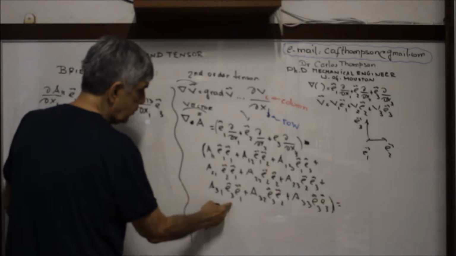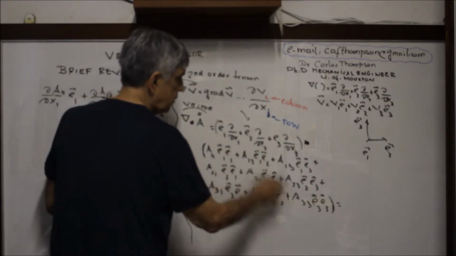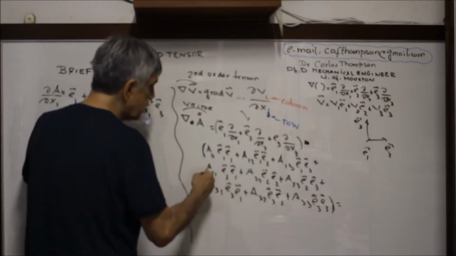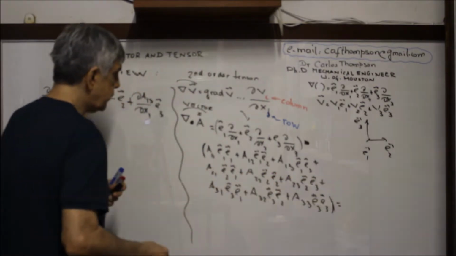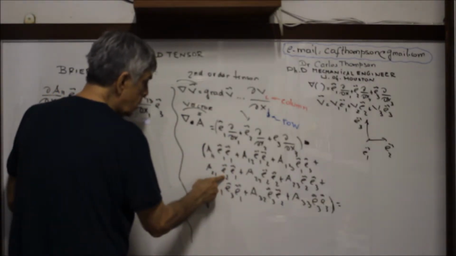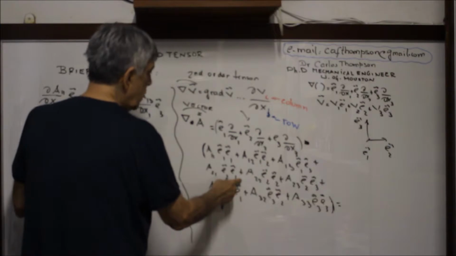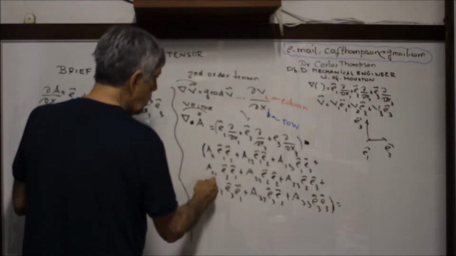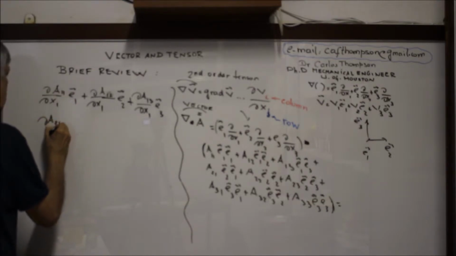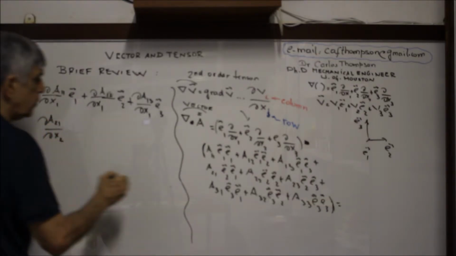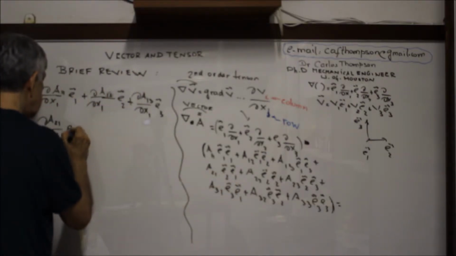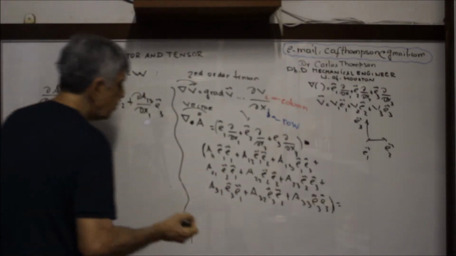Because E2 dot E3 is 0, E2 dot E3 is 0, E2 dot E3 is 0. So the only difference from 0 will be these three terms over here. E2 dot E2 will be 1, which was left U1. So this is the partial of A21 with respect to X2. Do this carefully and there is no mistake.